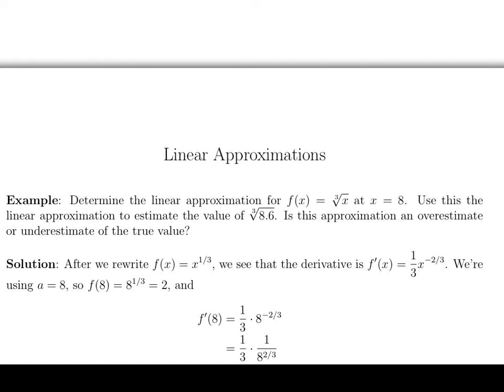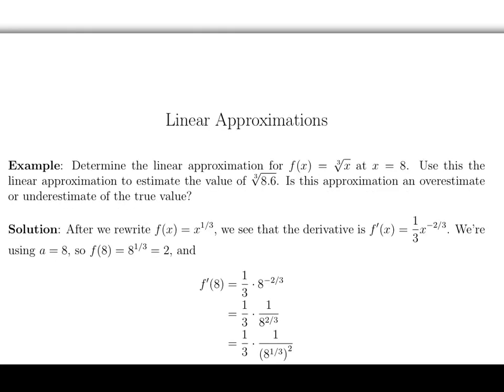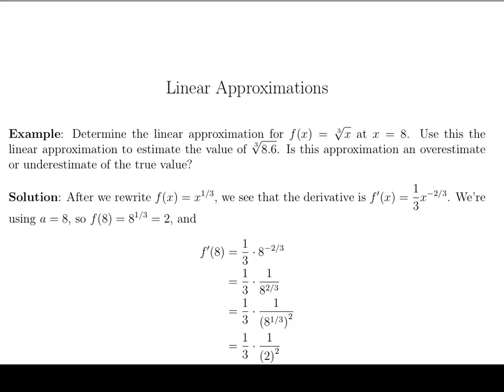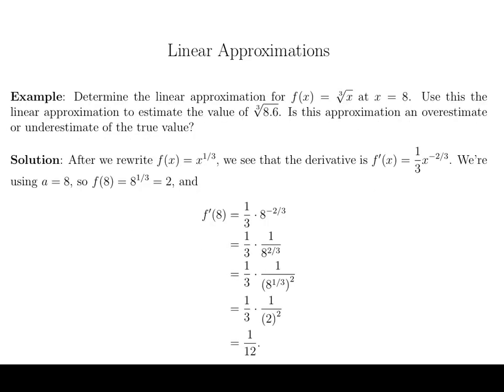Now we can simplify this without using a calculator. We'll rewrite that as 8 to the 1/3 raised to the second power. We can do that because if you have a power on top of a power, then you just multiply those powers. And we're just using that property in reverse. That 8 to the 1/3 power just turns into 2, and so now we have the value of f prime of 8. So we just get 1/12.